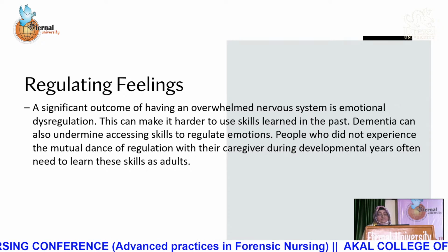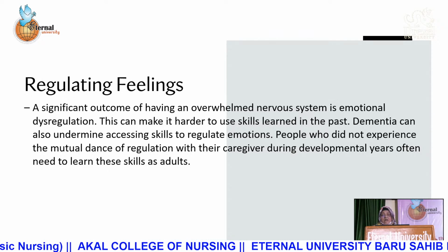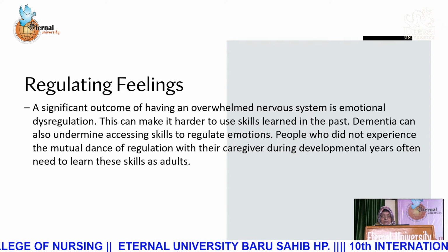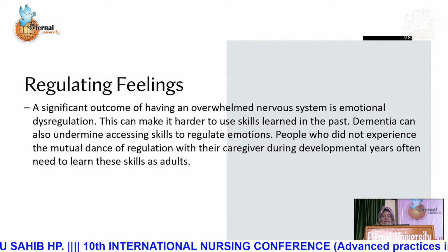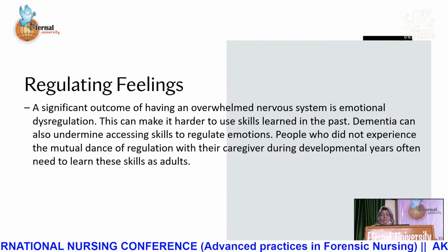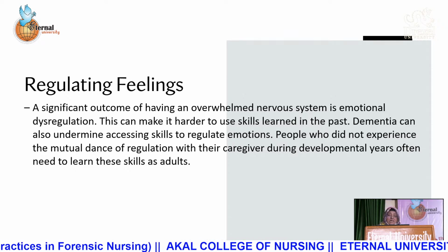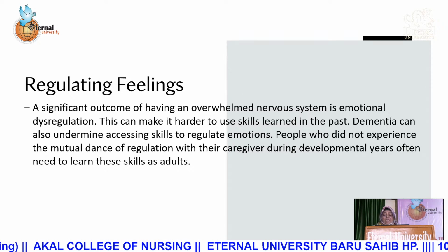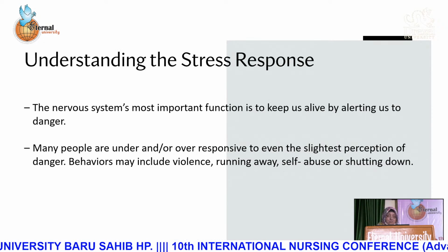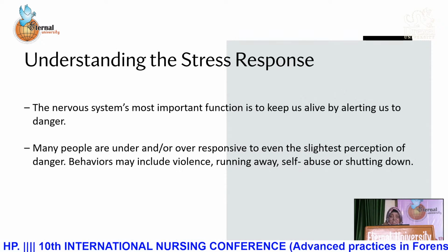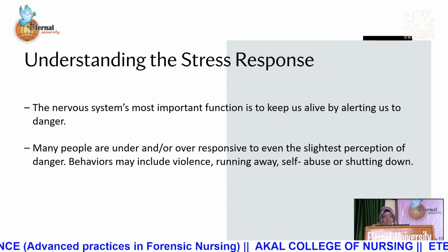Understanding the stress response. Again, as healthcare workers, we know that the most important function of the nervous system is to keep us alive by alerting us to danger. If we are very vigilant, we observe people, what is in their hearts, what they can do next. So we have to protect ourselves that way also. Many people are under- or over-responsive to even the slightest perception of danger. So that helps us in the prevention of violence, and of disaster. We have to be somehow suspicious also. Being over-suspicious is again a disease, and we don't have to blame people unnecessarily. So we can protect ourselves by being conscious at every step.